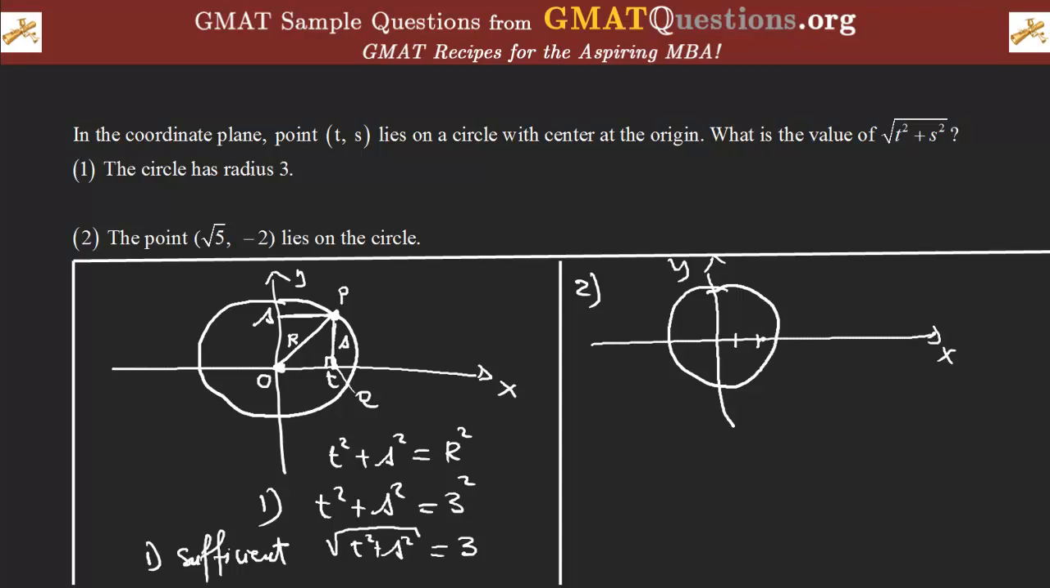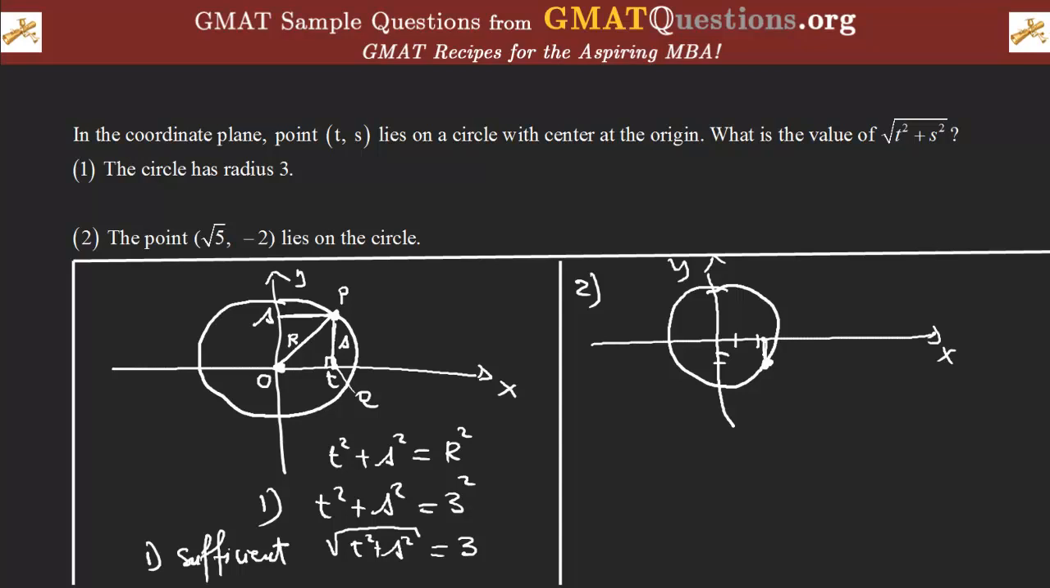What is the y coordinate? The y coordinate is negative 2. So really, maybe 1 here, 2, and 3. So it's going to be on the circle. So it's going to be, let's say, here. This is the point we're looking for, okay?